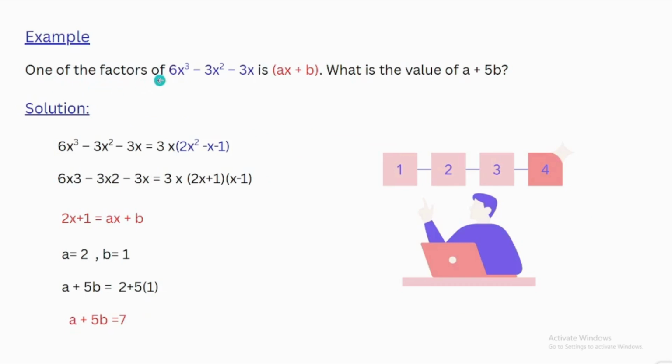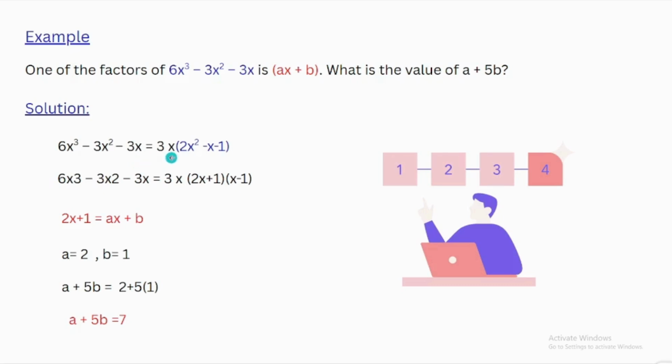One of the factors of 6x cubed minus 3x squared minus 3x is ax plus b. What is the value of a plus 5b? Let's break this down step by step. We notice that all of these have common factors. We will factor it out. The factor out is 3x.